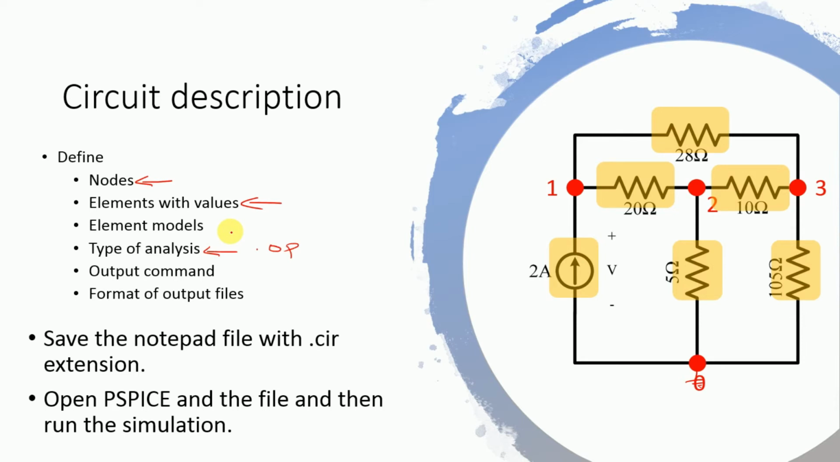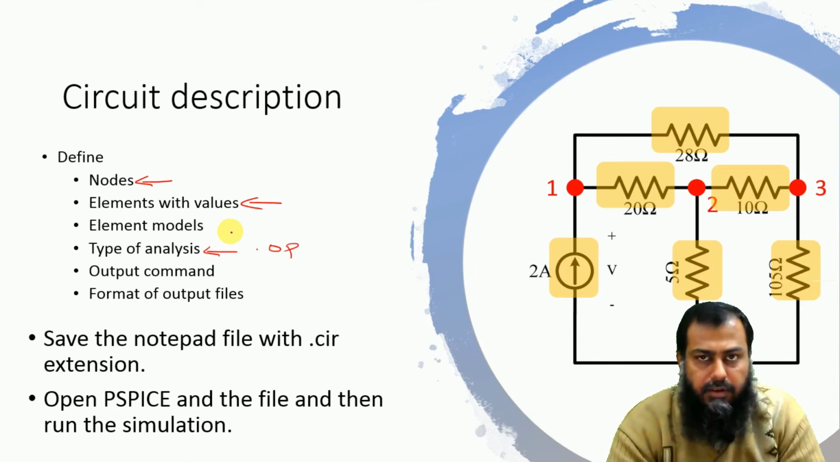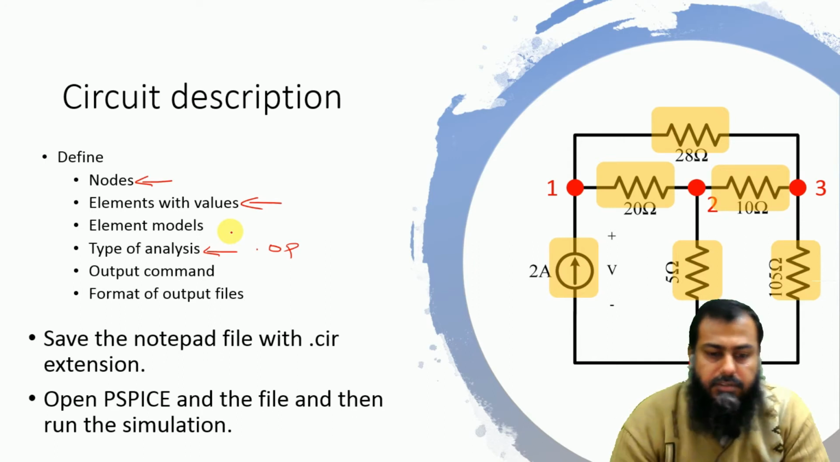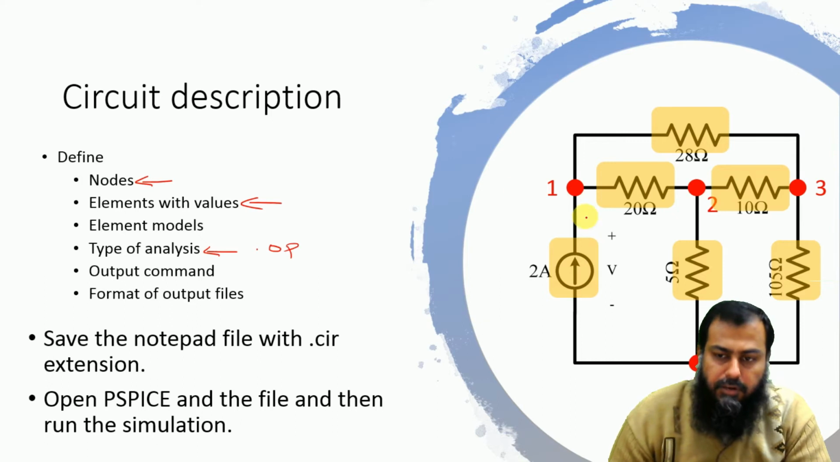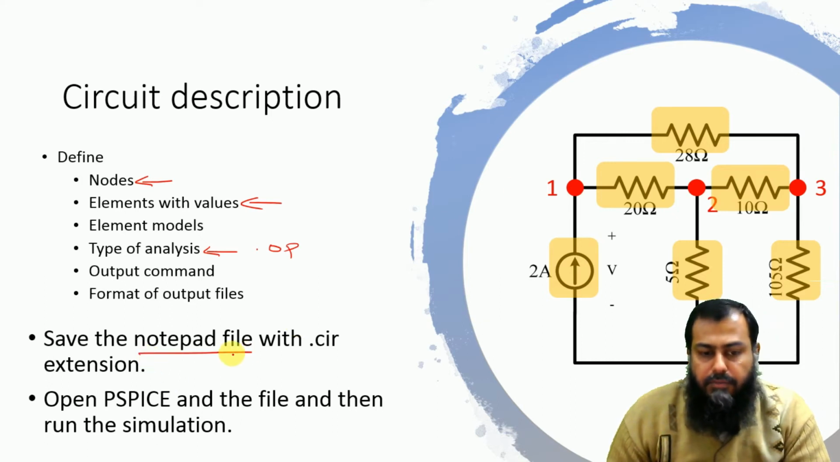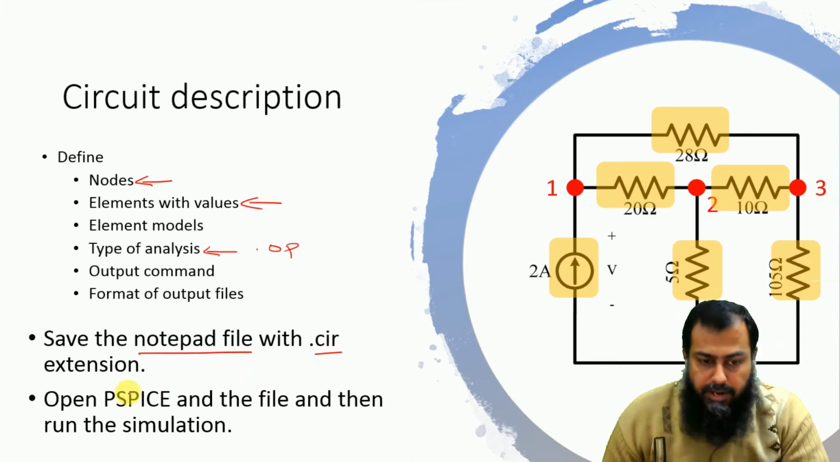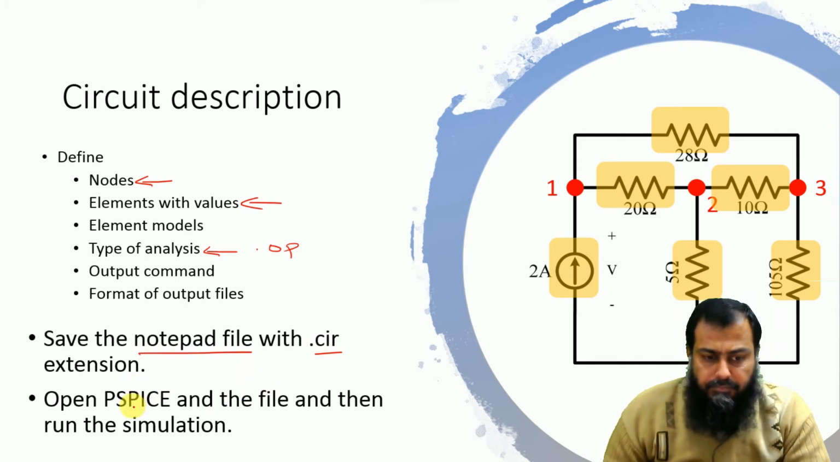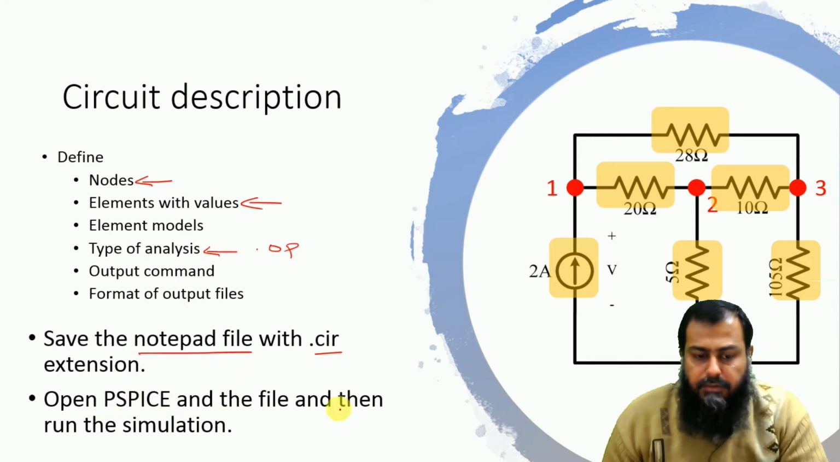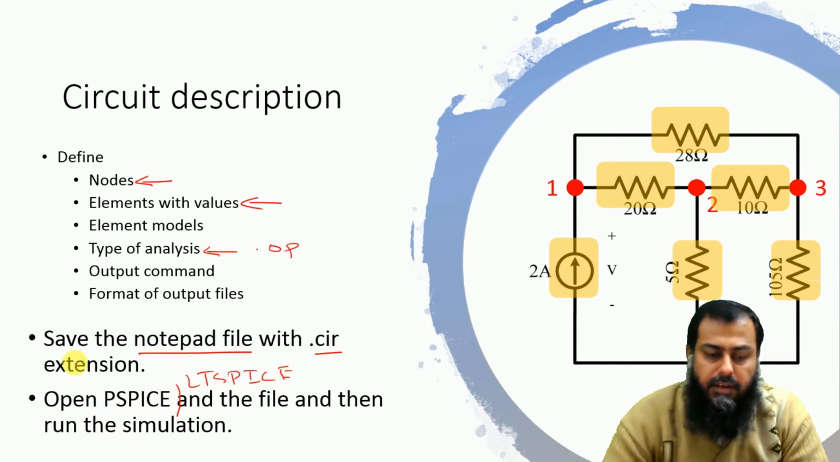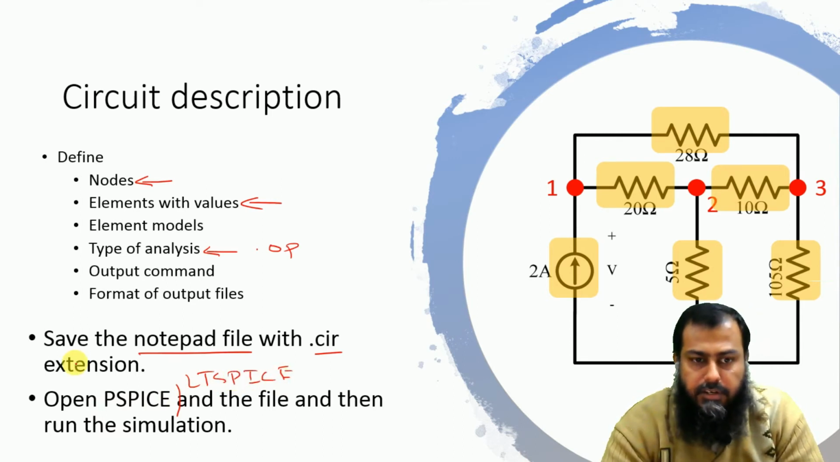Thereafter we define the format of the output file, right? And then we save all the code in a notepad file with a .cir extension that I will show you shortly. And thereafter we open the file in PSpice or LTSpice, whatever software you are using, and then we run the simulation, and it gives us the result.